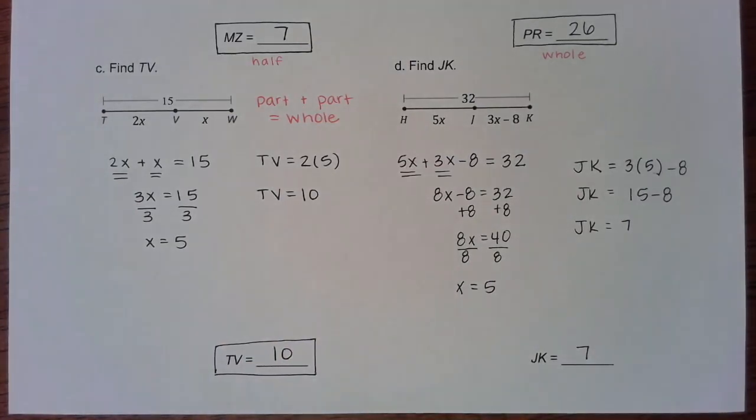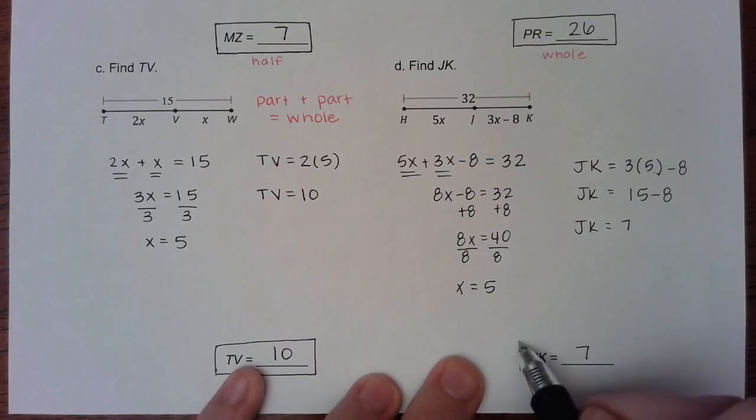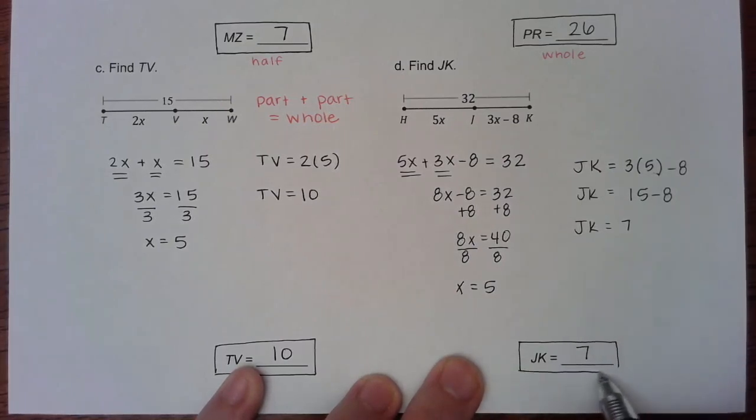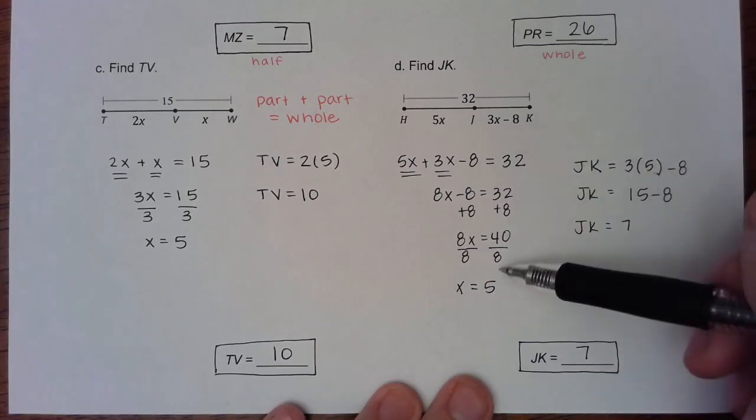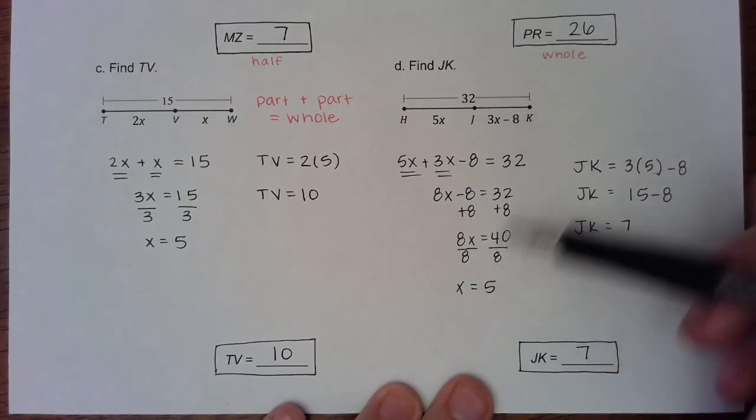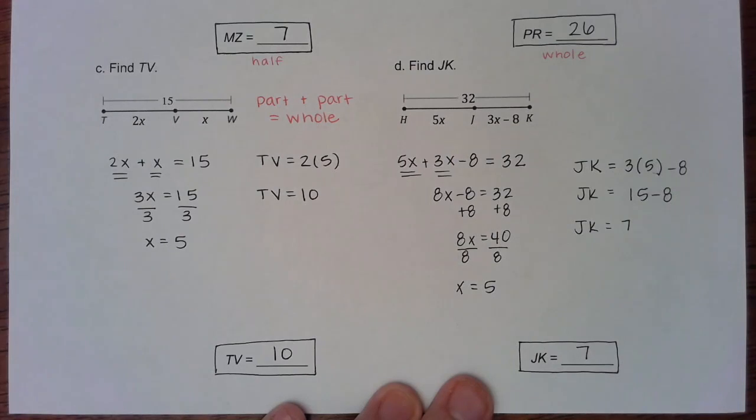And if JK were equal to 7, then the total would be 32 based on the numbers that are given. So oftentimes with the segment addition postulate, you'll be setting up an equation solving for x, and then you'll be plugging that number x back into one of the equations to find the answer that you're looking for. You just want to make sure you plug it into the right piece.